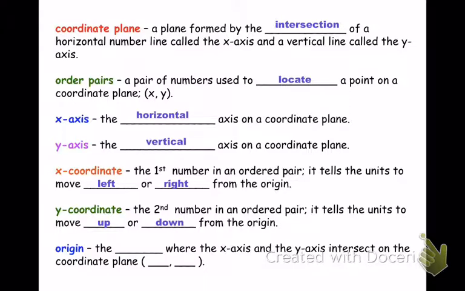And of course, the last word is the origin. It's a point. This is the first point we focus on when we're graphing, where the x and y axis intersect on the coordinate plane, which has the coordinates 0, 0. Pause if you need more time.